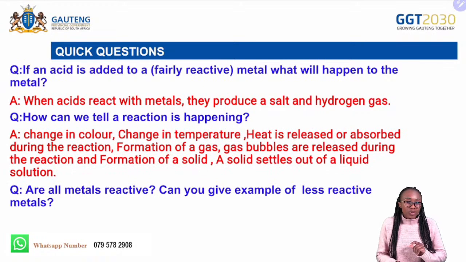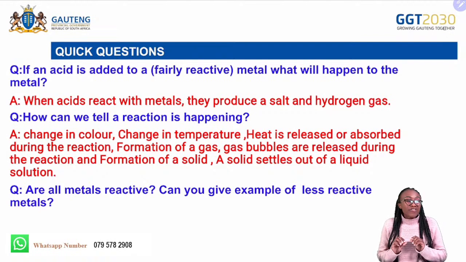The answer is quite long, but let's go through it. If there is a chemical reaction, we can tell by the following signs. The first sign, if there's a change in color, then you know there's a reaction that is happening. The second sign is if there's a change in temperature. Some reactions give off heat, some reactions take in heat. So if there's a change in temperature, then you know that there is a reaction happening. So heat is released and absorbed during a reaction.